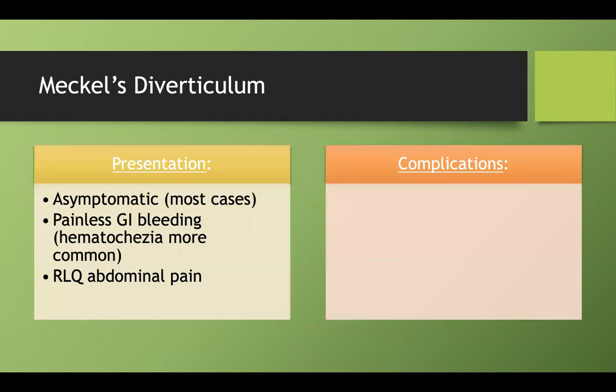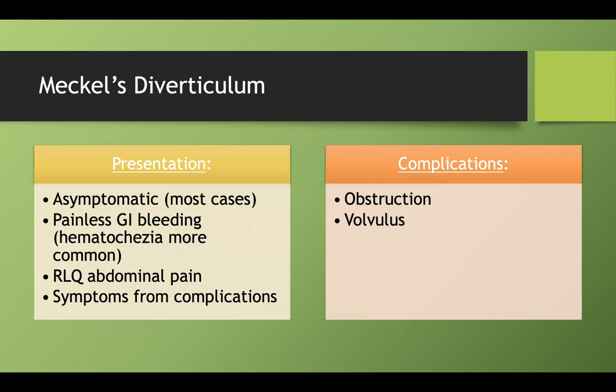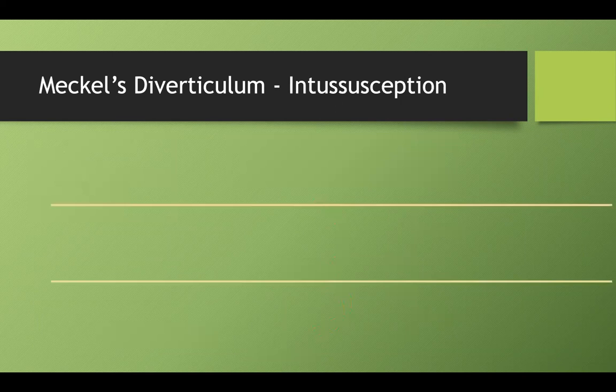You can also get right lower quadrant abdominal pain for that same reason. It could be painful bleeding as well. And you also might experience the symptoms related to specific complications of Meckel's diverticulum. And some of those complications are obstruction, volvulus, and intussusception. I'm just going to talk about why intussusception might happen in somebody with Meckel's.